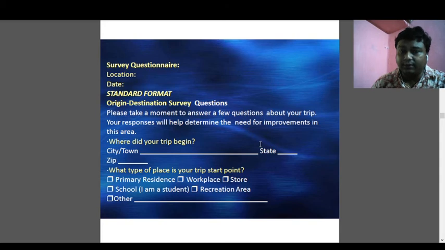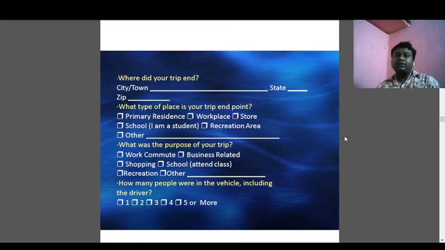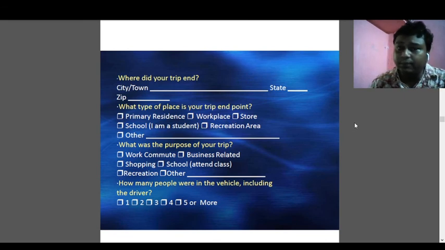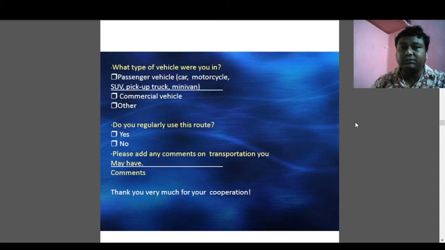The primary residence, or a workplace, or a store, or school. School is for the students, for schools and the various colleges, or a recreation area, or other. Next is where did your trip end, meaning your destination. The same parameters apply to destinations, and how many people were in the vehicle including the driver. So that is the number of passengers traveling.